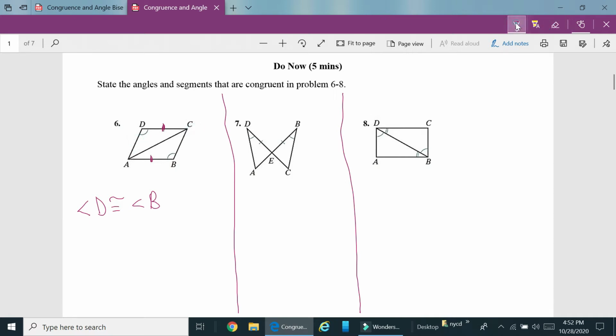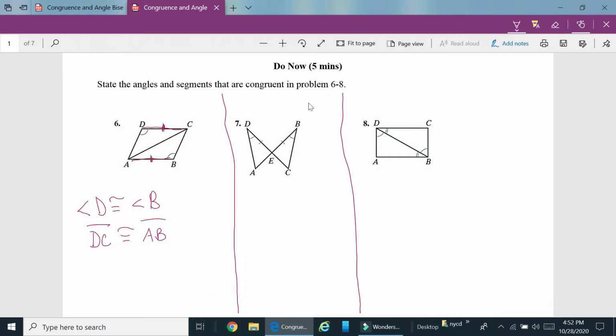All right, now if you look at line segment DC, so put that line on top, is equal and congruent to AB. That's it. Because you see that line right there, line right there. All right, that's it for now.